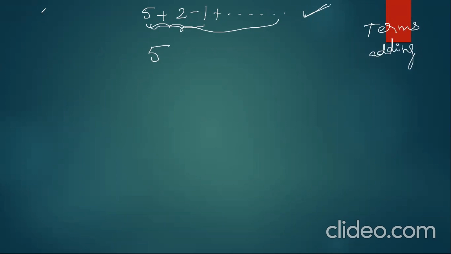Okay, how to add the terms? Let me take one example. First term, we already know the terms. So I am going directly to the terms. The first term is A, the second term is A plus D, and the third term is A plus 2D. So on, up to A plus (n minus 1) into D.